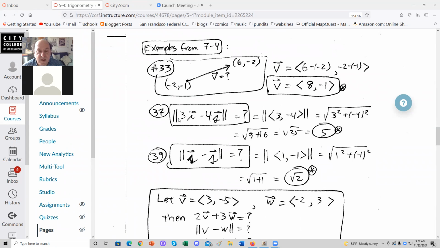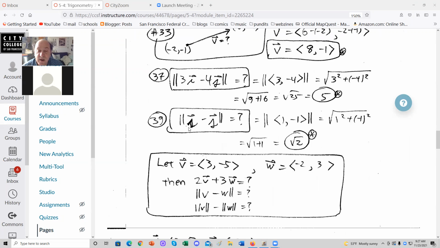What is the length of the vector 3i minus 4j? Well, it's the length of the vector ⟨3, -4⟩. And then we use the Pythagorean relation. Its length is the root of 3 squared plus -4 squared, so the root of 9 plus 16, which is the root of 25, which is 5. Really, this is a 3, 4, 5 triangle.